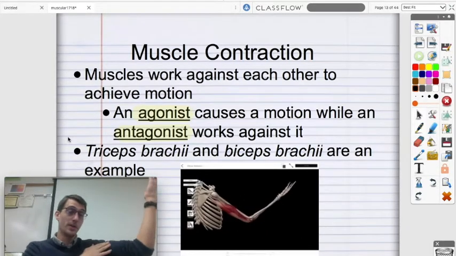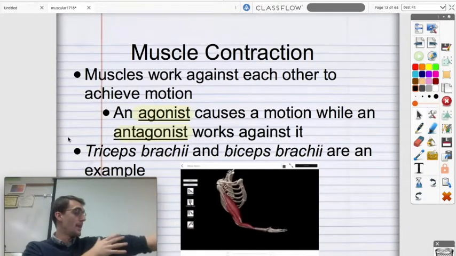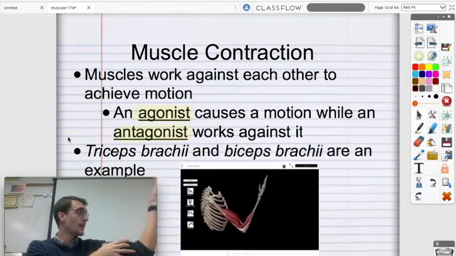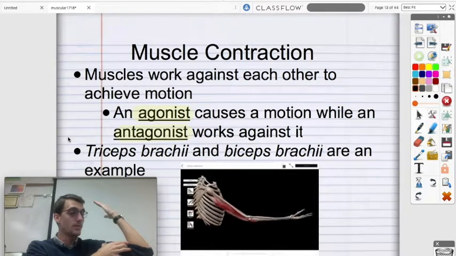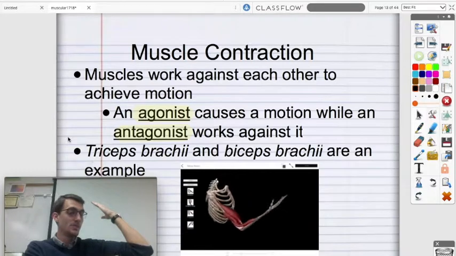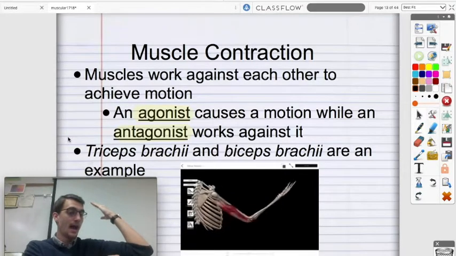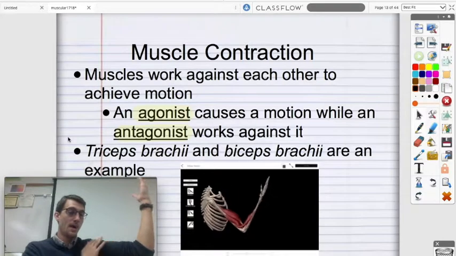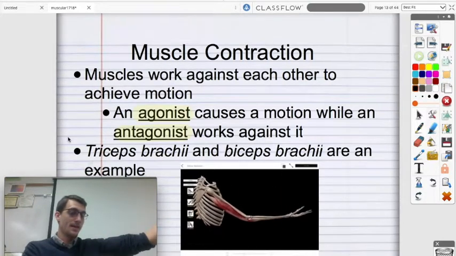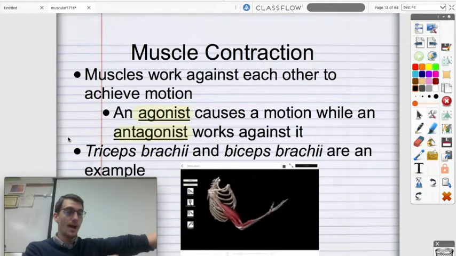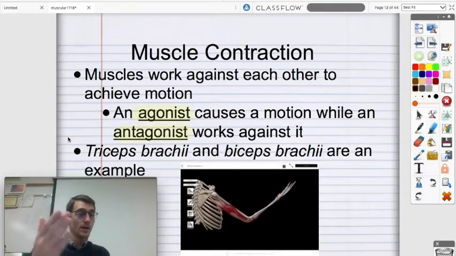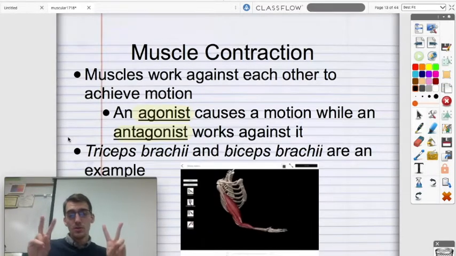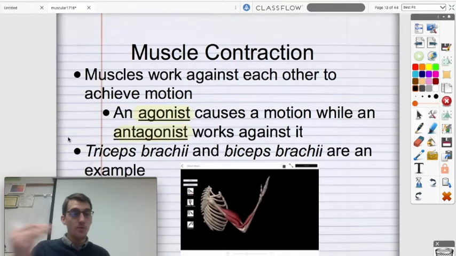Let's see that again. I got a GIF over here too. Your biceps is going to contract, pulling your forearm closer to you, and your triceps is going to relax. The opposite is true if I extend. If I go this way, my biceps starts to relax and my triceps starts to contract. So they work against each other. They do two opposite things in order to achieve one result.